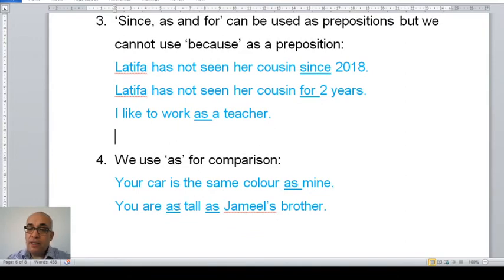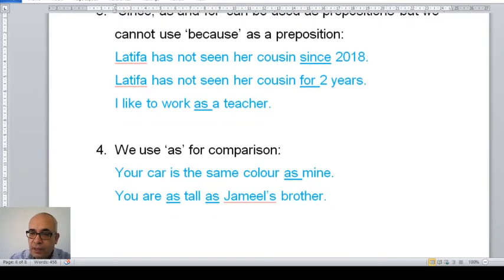Or you can say you are as tall as Jamil's brother. So you put as, adjective, as. But here you put the same, noun, as. The same noun as. Here you put as, adjective, as. So we can use as to compare, but we cannot use since, for, or because to compare in these 2 sentences.